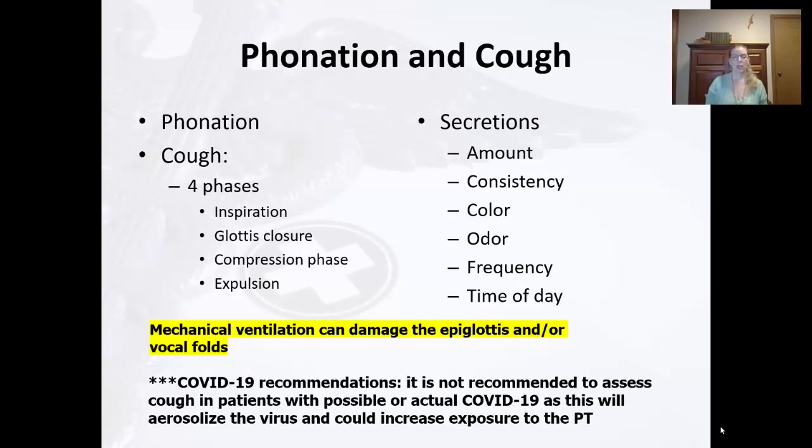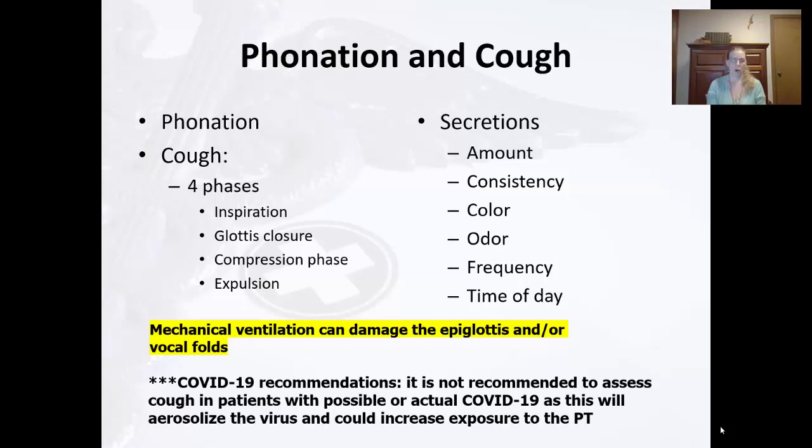Okay, now, in patients specifically with COVID-19, it's not currently recommended that you actively assess cough in these patients. This goes for patients that actually have been diagnosed with COVID-19 or patients who have possibly contracted the virus. And the reason for this is because when the patient coughs, they're going to aerosolize the virus, and that could increase your chances of exposure to the virus. And so you may choose not to actually assess the cough in these patients.